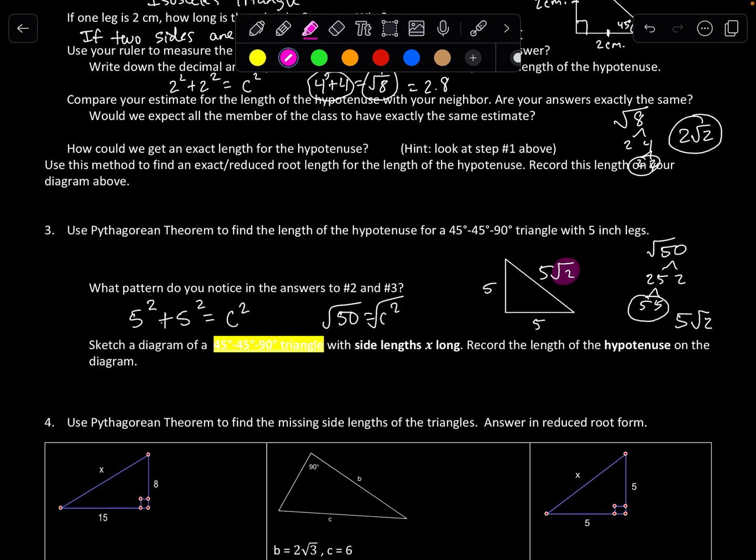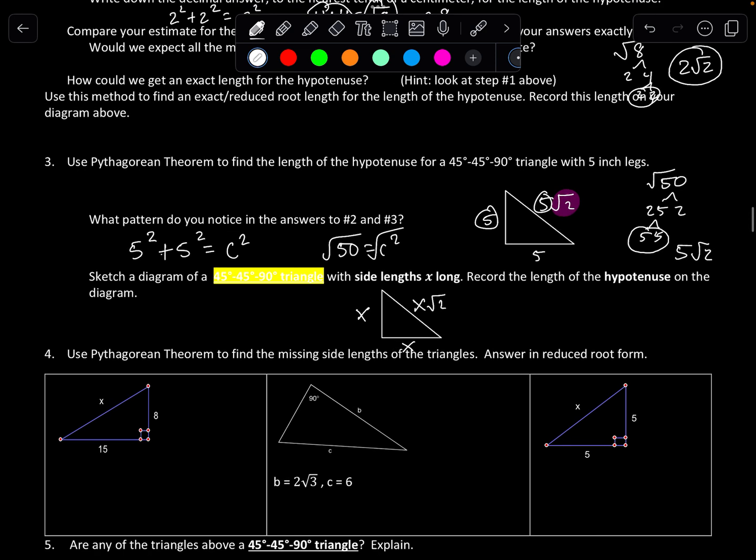So what we could write down is a 45, 45, 90 triangle looks like this. It looks like x, x, and x root 2, because whatever x is, in this case it was 5, then it's 5 root 2.